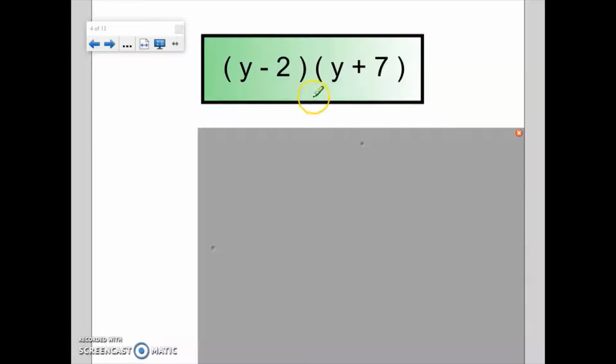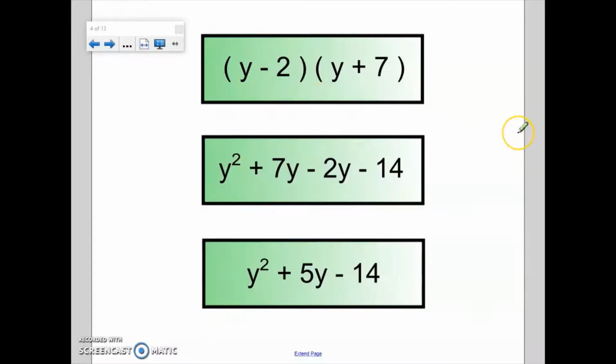Okay, welcome back to the video. Your answer should look something like this. Y times y gives me y squared. Y times 7 gives me 7y. Negative 2 times y gives me negative 2y. And negative 2 times 7 gives me negative 14. Put my similar terms together. 7y's take away 2y's gives me positive 5y's. That is the completed expansion for this double brackets.